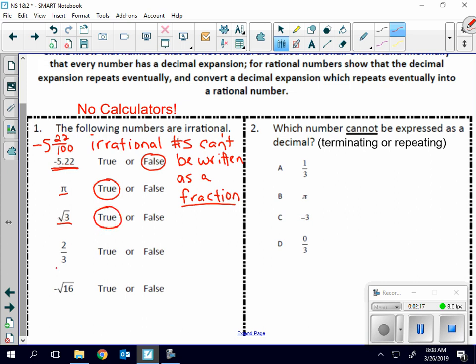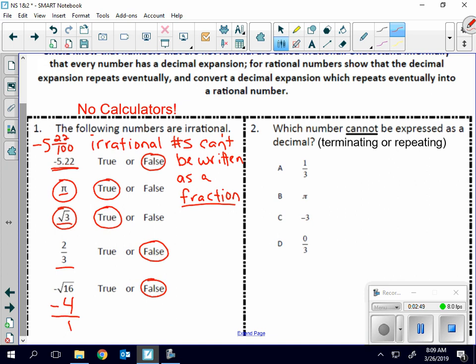Well, just by definition, obviously this one is rational, which means it's not irrational. And the negative square root of 16 is fine. The negative stays on the outside, and we know the square root of 16 is 4. So -4 can be written as a fraction, just put it over 1. So this is also false. So the only two irrational numbers are pi and the square root of 3. The rest are rational.